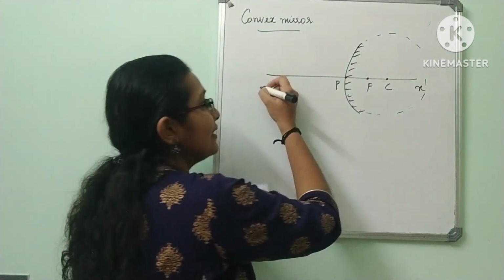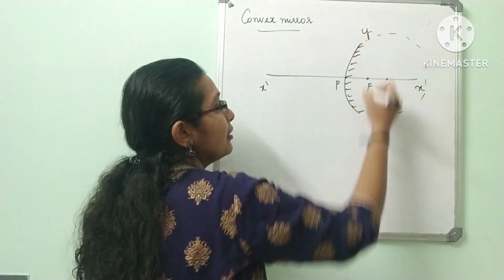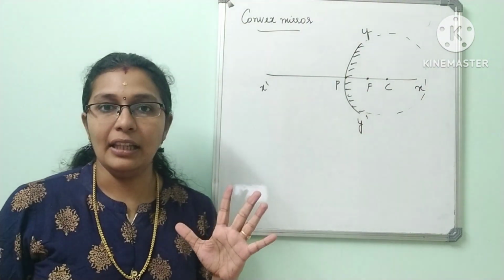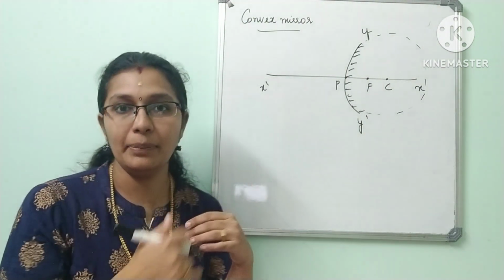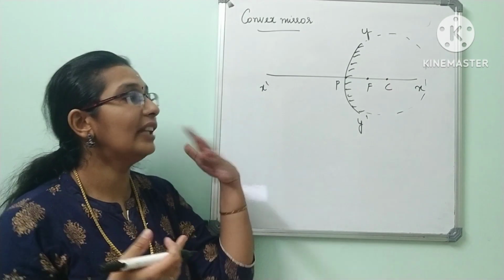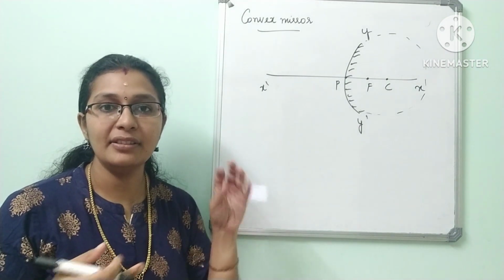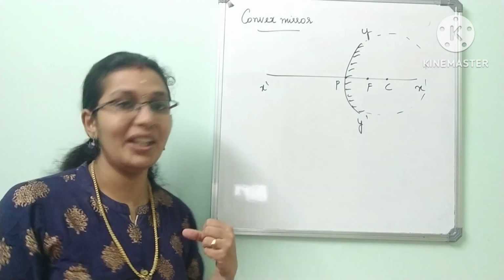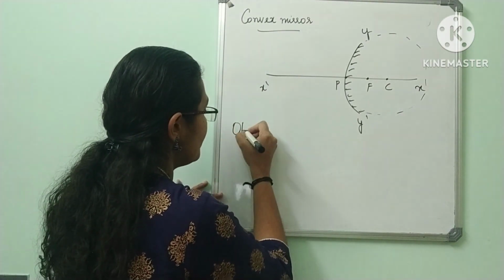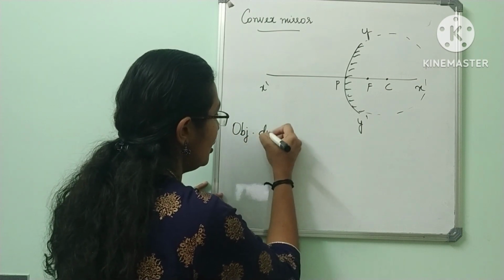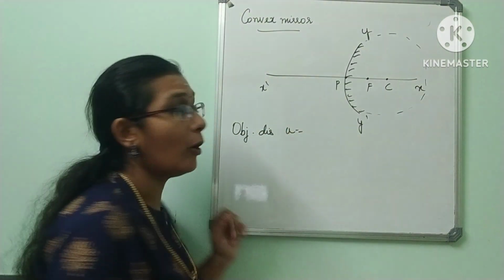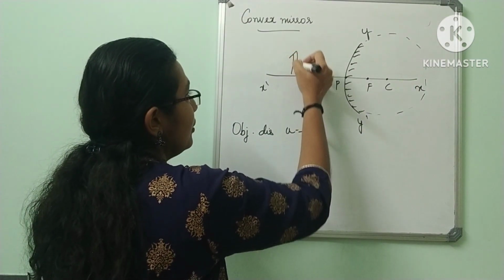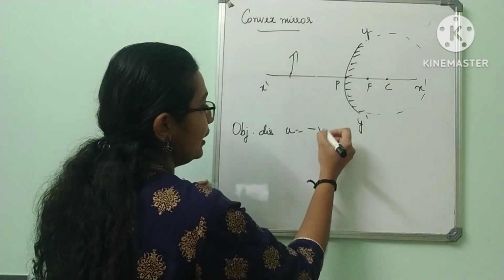So now mark x dash and y dash. Try by yourself. I will mention one by one. Like if I write object distance, you must try saying whether it is negative or positive. So first is object distance. Object distance will always be negative, as I told. You will place it here. So it is negative.